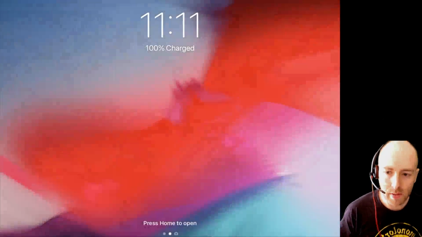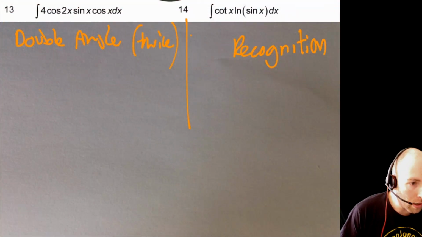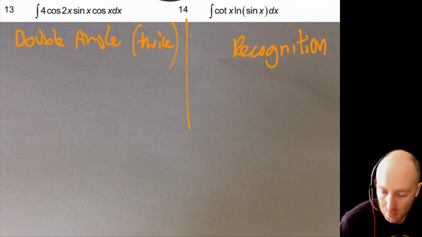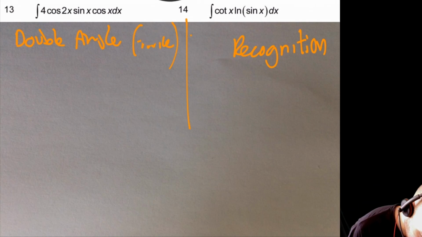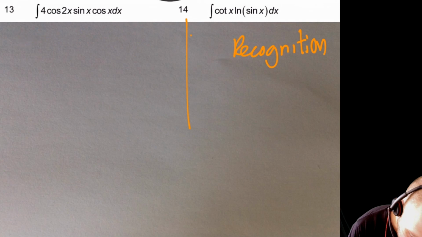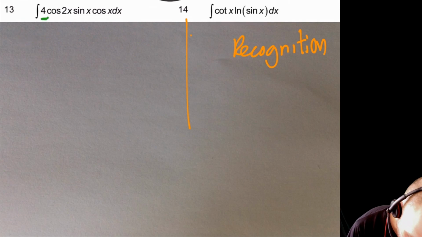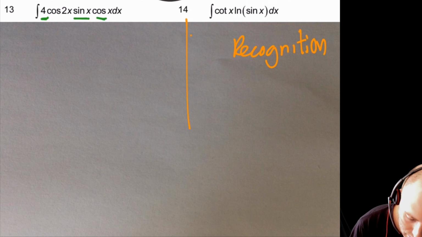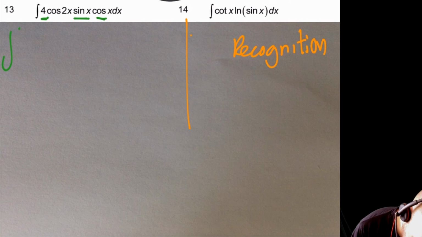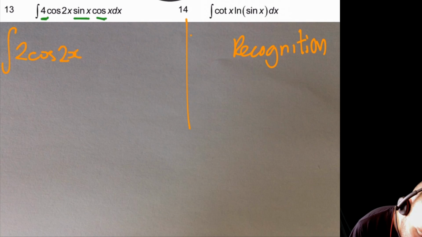Cool. Right. So Dan and Kezia, good job with the first one there. The key to this one is spotting that you've got 4 sine x cos x, which we can rewrite as 2 cos 2x, and then the other 2, because 2 times 2 is 4, sine x cos x.